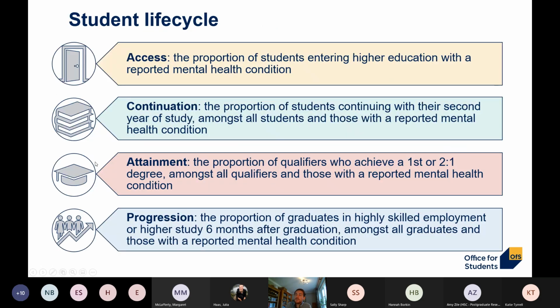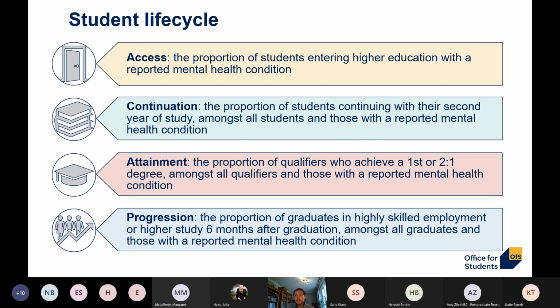So I'll just talk a bit about the measures that we looked at in our data analysis. This is what at the OFS we called the student life cycle. It tracks the chronology of a student from entering into higher education to how they progress afterwards. And there are various measures that we have data on.